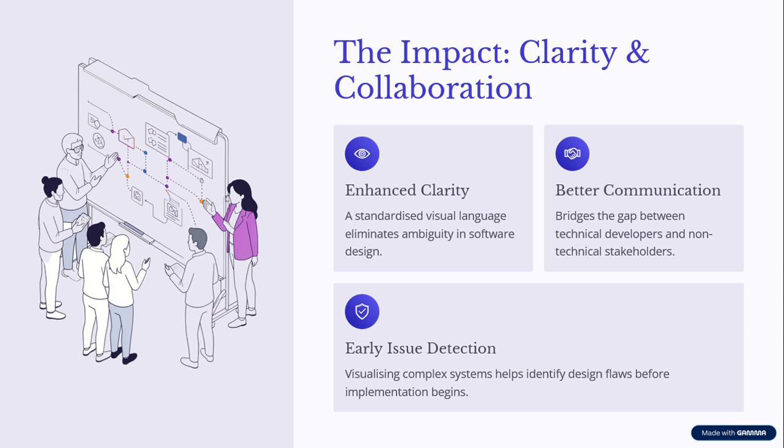So the first one is enhanced clarity. A standardized visual language eliminates ambiguity in software design. And the second one is better communication. It bridges the gap between technical developers and non-technical stakeholders. And the third one is early issue detection. Used to visualize complex systems, it helps identify design flaws before implementation begins.